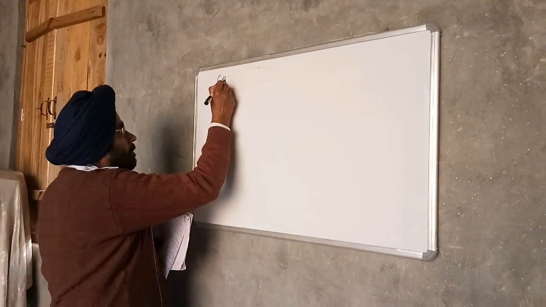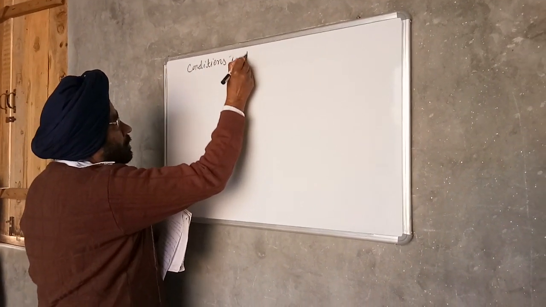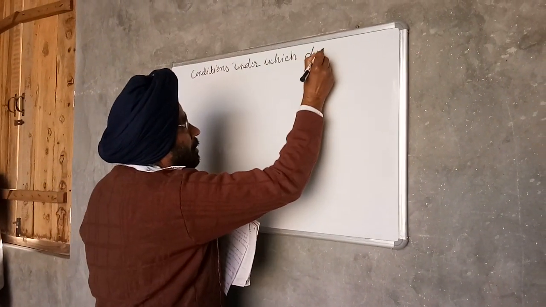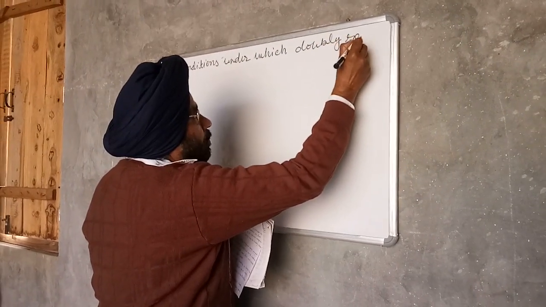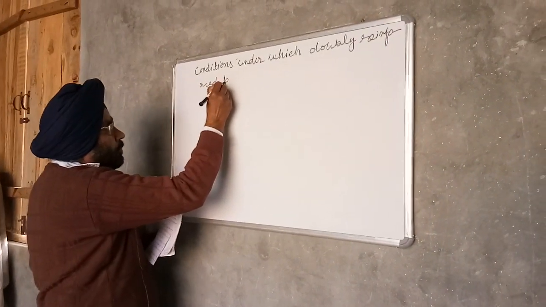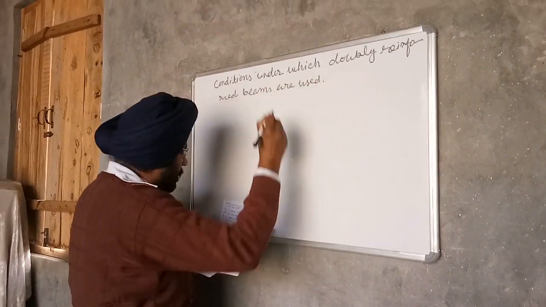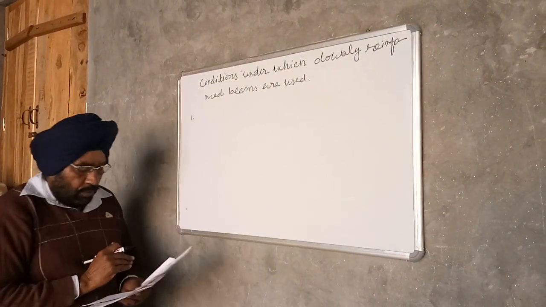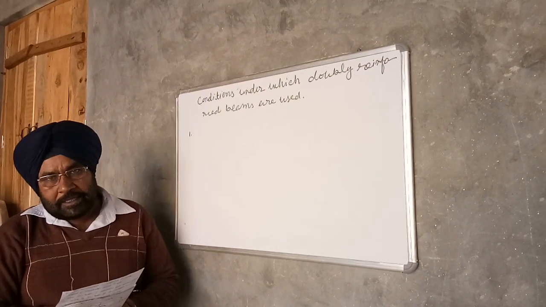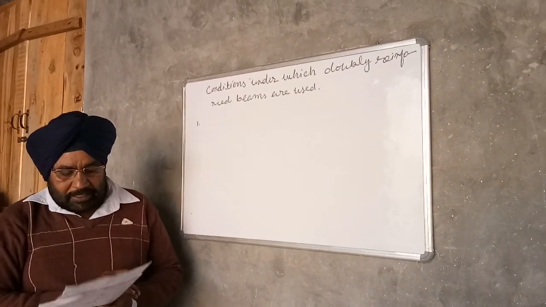Conditions under which doubly reinforced beams are used. First, when the depth of the beam is restricted due to headroom consideration, architectural or some other such reasons, such as basement floors and staircases.